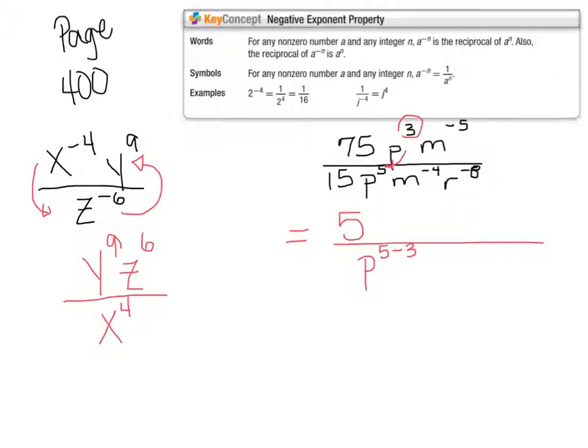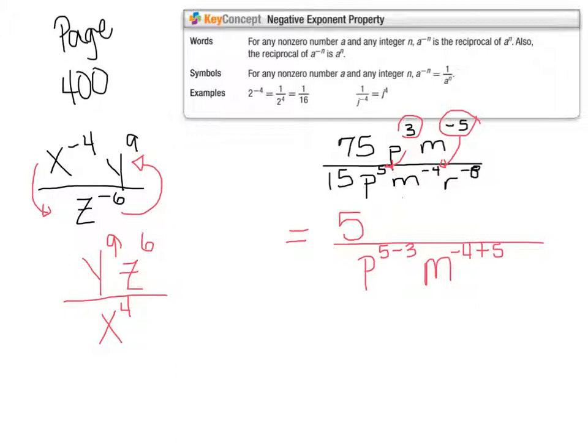Okay, next, again, we have an m in the numerator and denominator. We need to cross the smaller to the larger. And since negative 5 is smaller than negative 4, we're going to cross that down. And in the denominator, I have m to the negative 4. Since that exponent crossed the fraction line, it becomes positive 5.